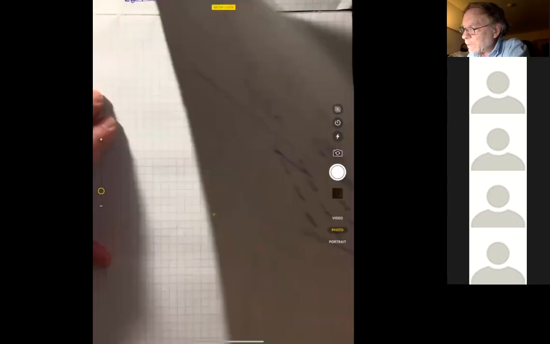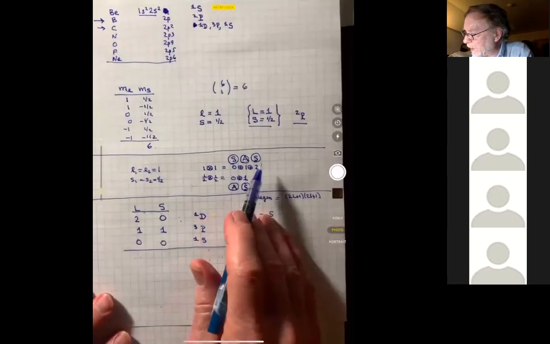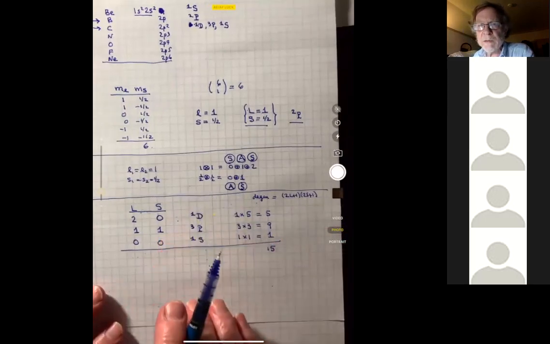Now, carbon has only 2 electrons, and this method that I showed you of coupling symmetric and antisymmetric only works in the case of 2 electrons.